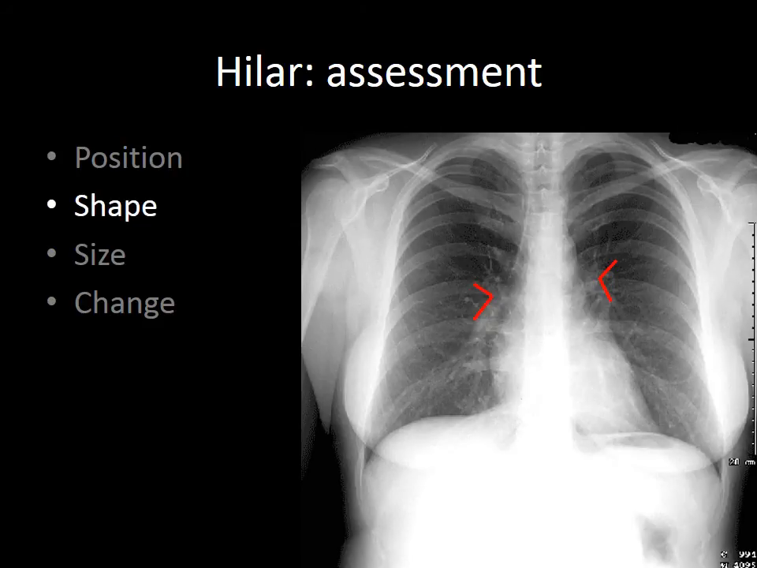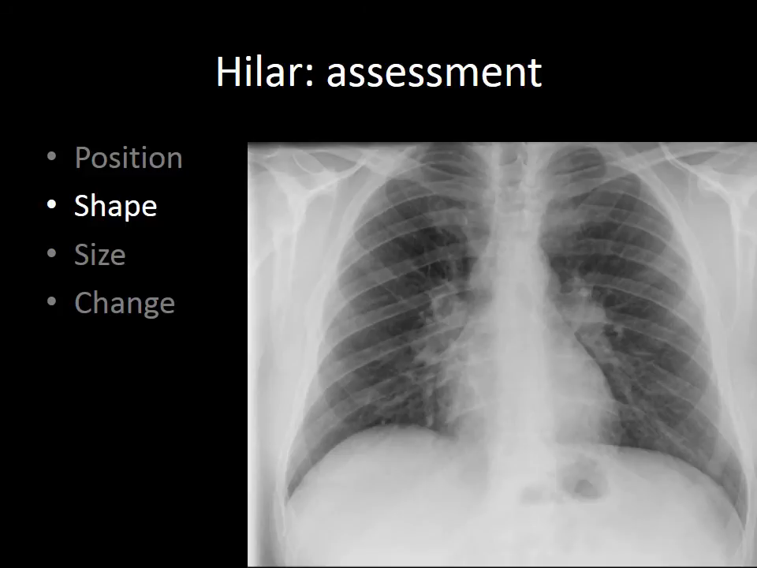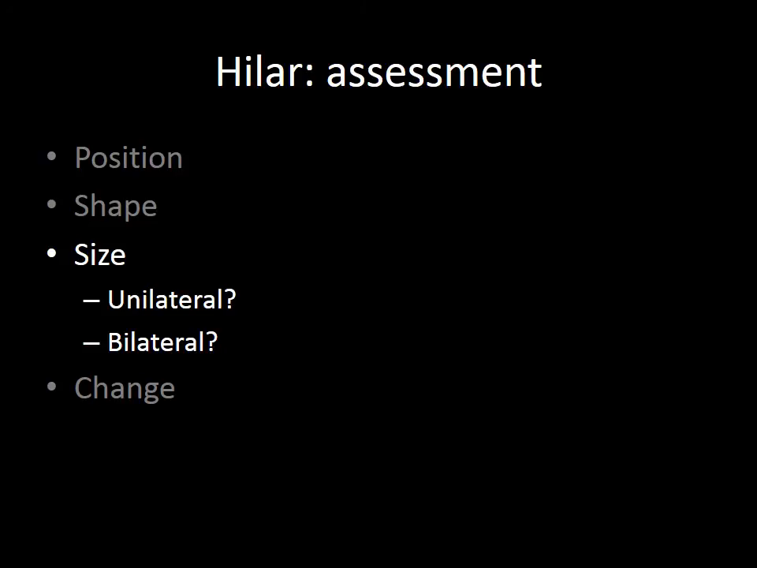The hilar should have a V shape with smooth margins and no lumpy bumpy elements. This is a case of bilateral hilar lymphadenopathy, where there is loss of the normal hilar V shape. If the hilar appear enlarged, it is important to decide whether this is unilateral or bilateral.